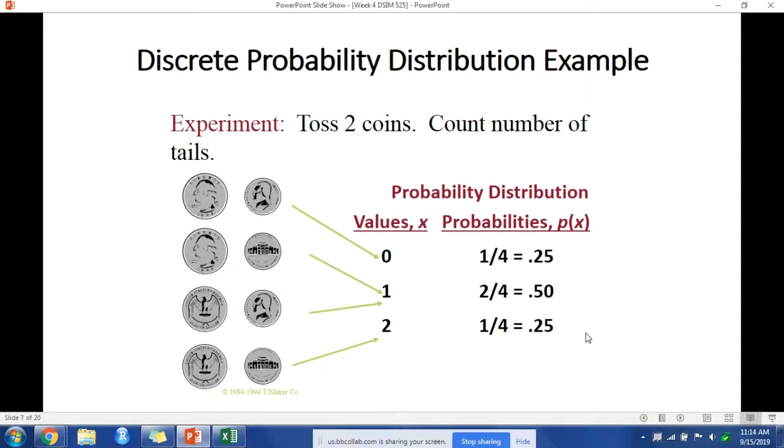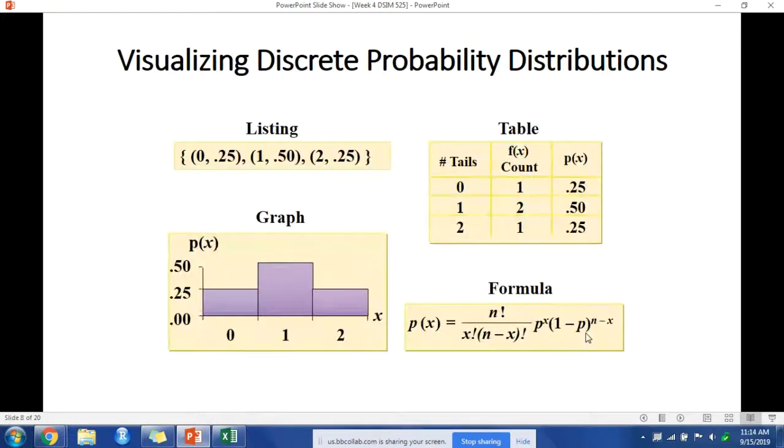If we look at an example of a probability distribution, here we have 2 coins and want to know the probability of tails. The possibilities are that we can get 0 tails, 1 tail, or 2 tails on the 2 coins. We have a 1 in 4 chance of getting 0 tails and the same for getting 2 tails. For getting 1 tail, we have 2 in 4 chances. We can visualize those probabilities in many ways. A probability table is the easiest to read and use.